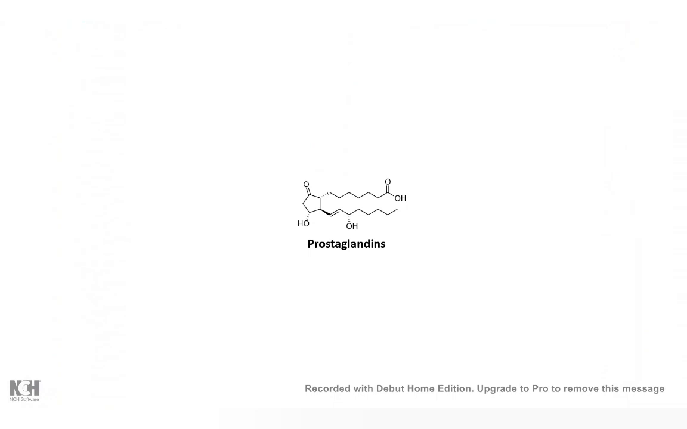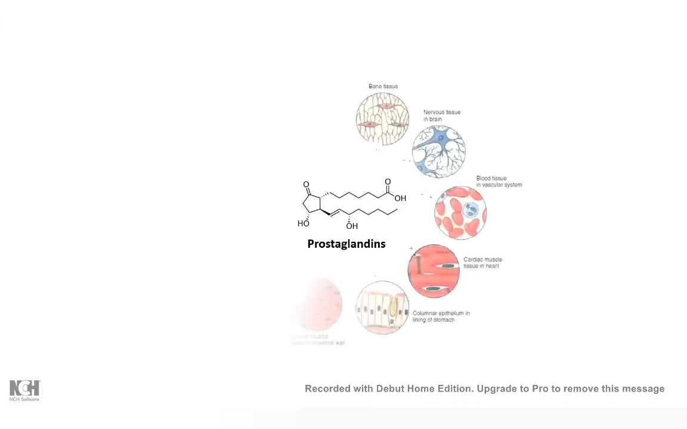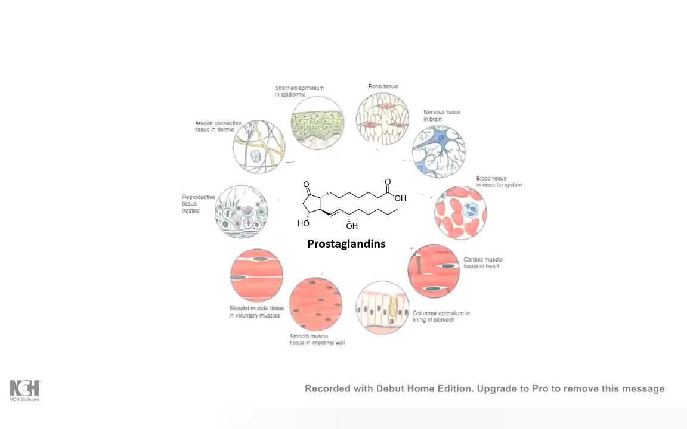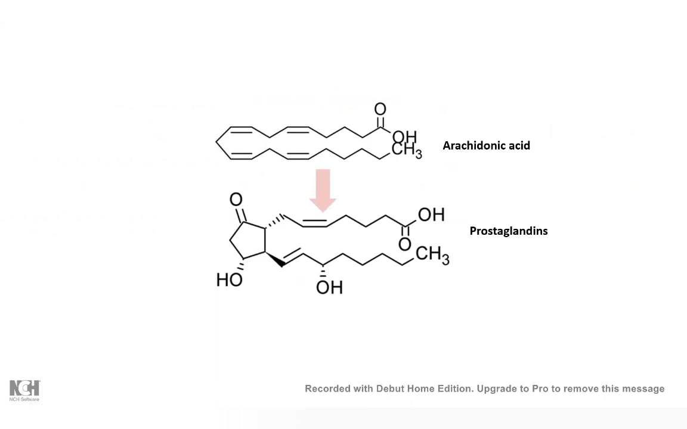Now, the prostaglandins, though discovered from the prostate gland, are now known to be present in all kinds of tissues, like bone tissue, nerve cells, muscle cells, and even reproductive tissues like testes. Prostaglandin is derived from a fatty acid known as arachidonic acid, which is a 20-carbon fatty acid.